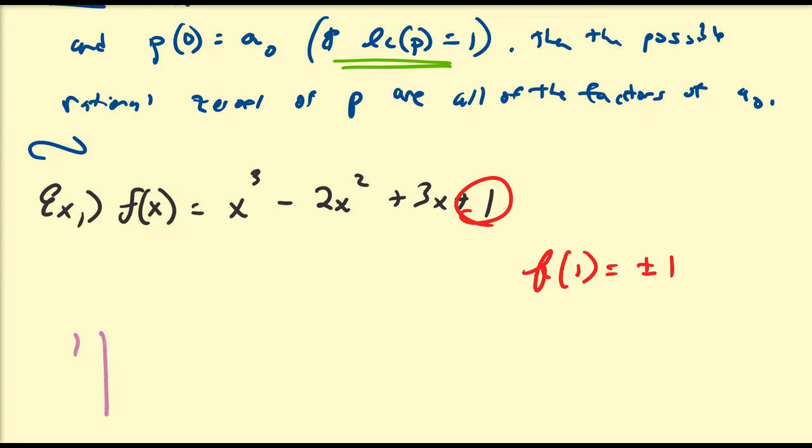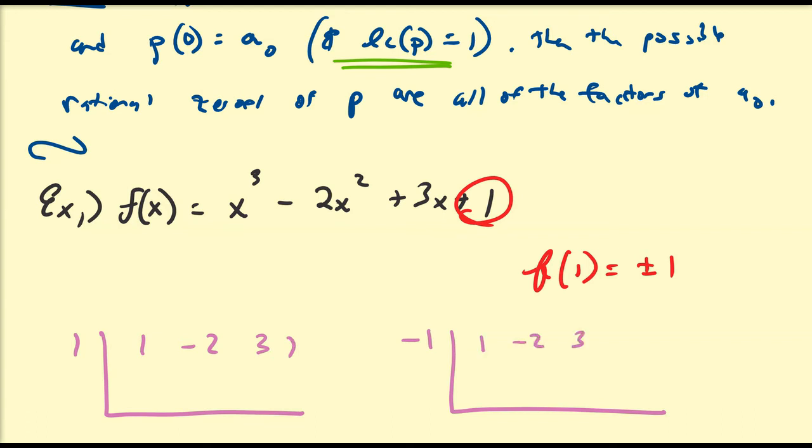So let's try 1 and let's try -1. And I'm going to use synthetic division since it tends to be a little bit quicker compared to long division.